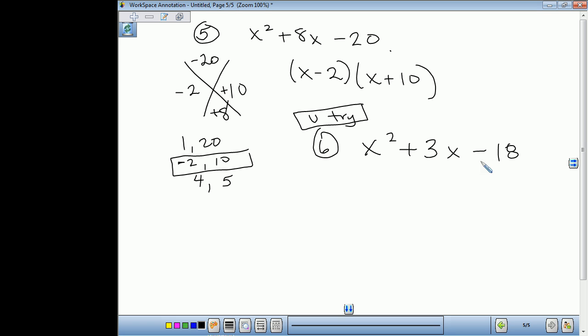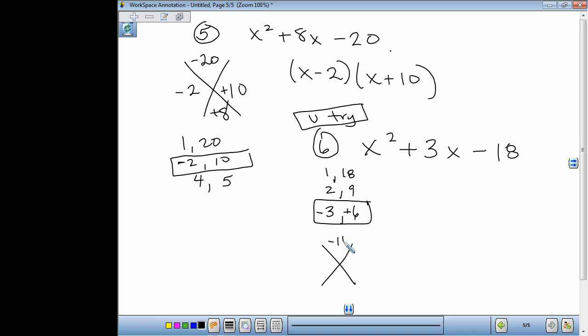All right. So we look at our list. The factors of 18 are 1 and 18, 2 and 9, 3 and 6. And that's it. That's all that'll go in there. So we're going to go with this one because if we subtract these two, we get a 3. So we know if these are opposite signs, it works for us.